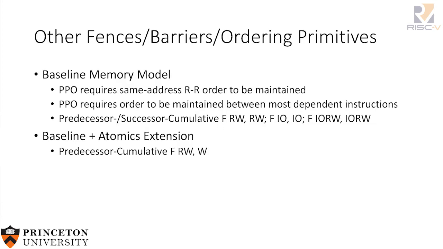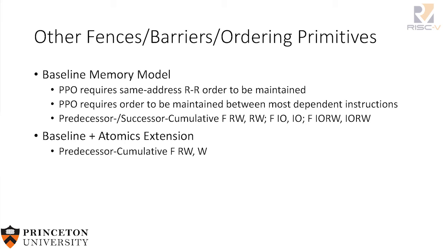So this is just a very brief summary of some of our suggestions at a very high level, and we have an archive paper for more details on some of our thoughts. But in the baseline model, one change is that we would like preserved program order to require same address read-to-read ordering, to preserve coherence, which is required by the C++ high-level language memory model. We would also like to maintain order between dependent instructions.